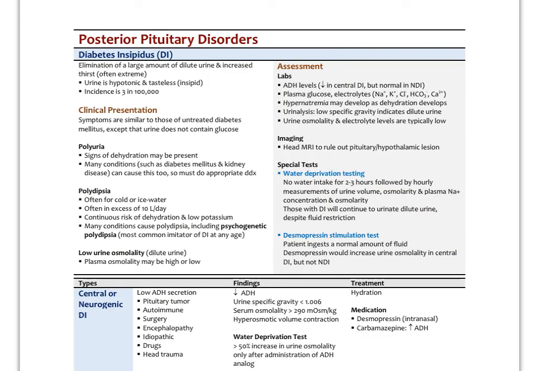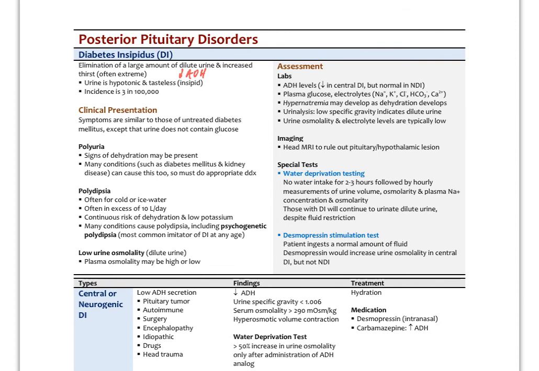And finally, I want to say a bit about diabetes insipidus. This would be elimination of a large amount of dilute urine and increased thirst due to decreased antidiuretic hormone secretion. So we have decreased ADH. In this case, the urine is going to be hypotonic and tasteless, insipid again. The incidence is pretty rare, about 3 per 100,000 patients.